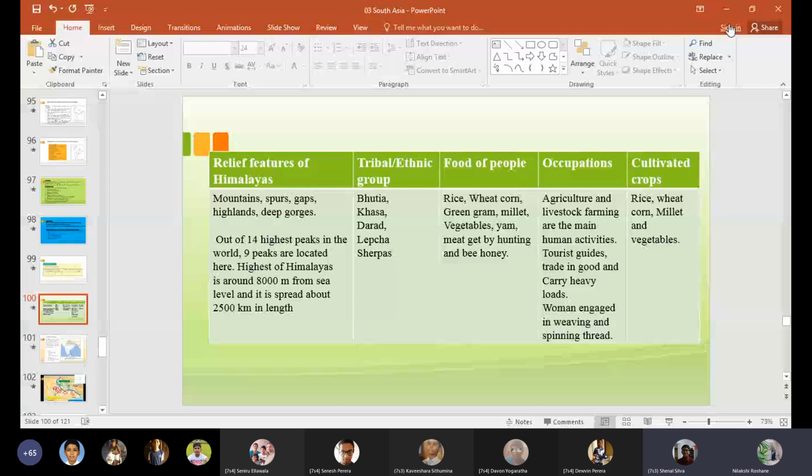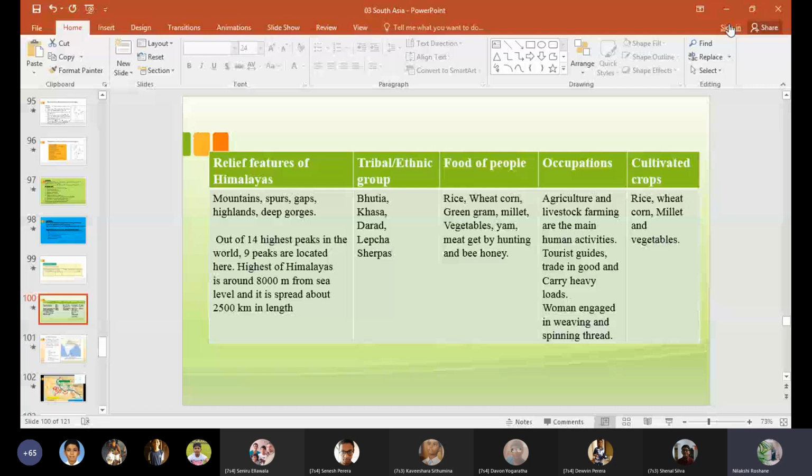Okay, so these are the relief features of Himalayas. You don't need to write the landscapes. There are 6 landscapes, I know, but here you have to write about the relief features of Himalayas. So these are the answers for that question. Mountains, spurs, gaps, highlands, deep gorges. These are the things that you can identify in the relief features of Himalayas. Out of 14 highest peaks in the world, 9 peaks are located here.